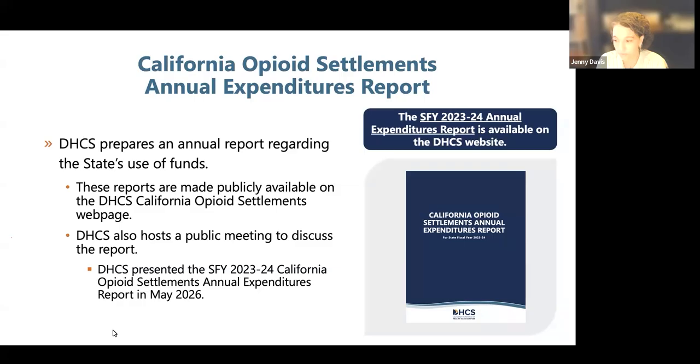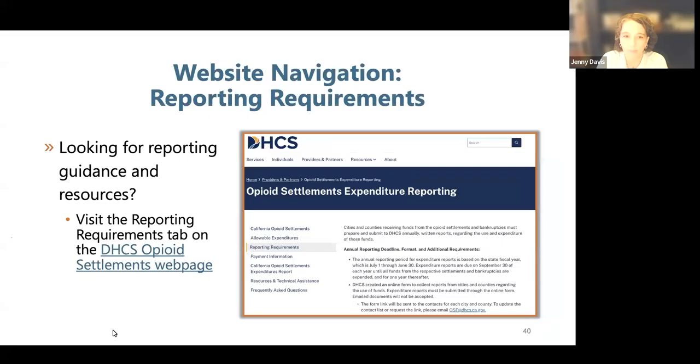But if you are on our contact list, we do send out pretty frequent updates on when to expect that. When we do complete our annual reports, we also host a meeting to explain and walk everyone through the data we received and what it can show for trends and maybe for future expenses, and give a snapshot of where California is in terms of its expenses from opioid settlements.